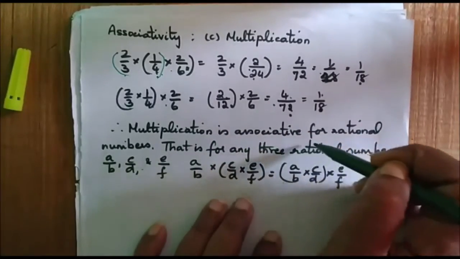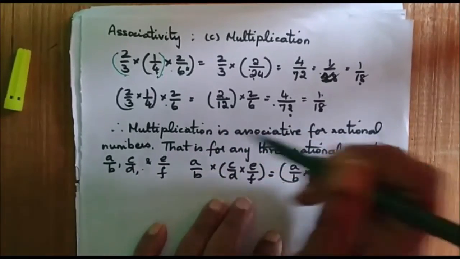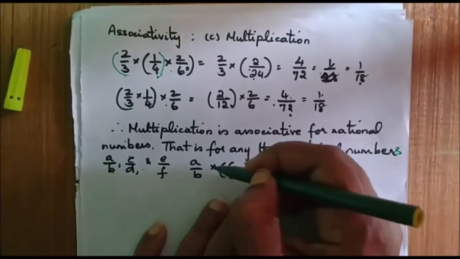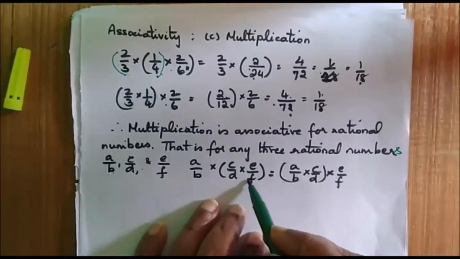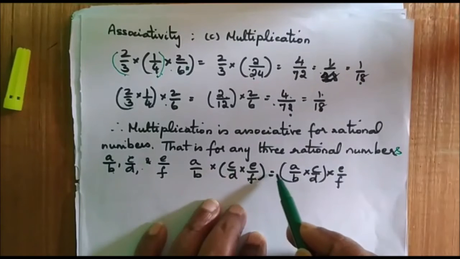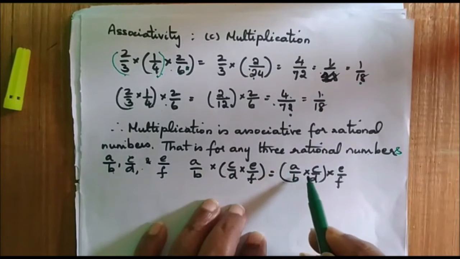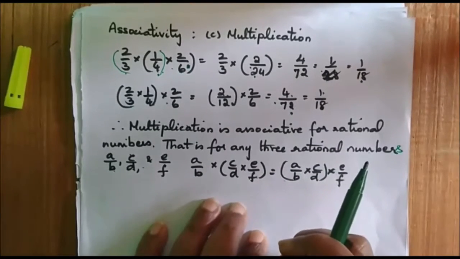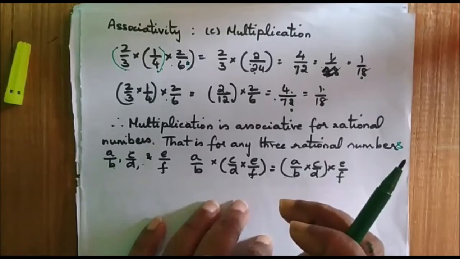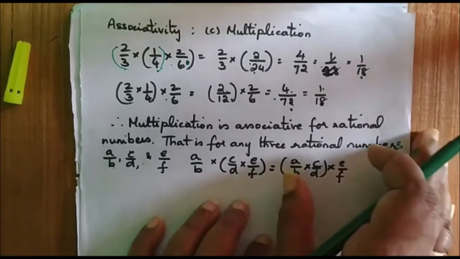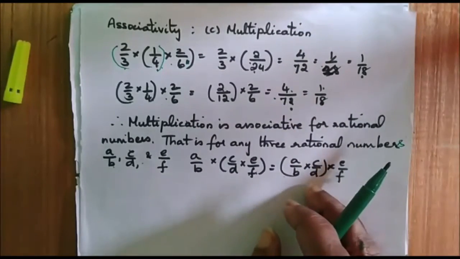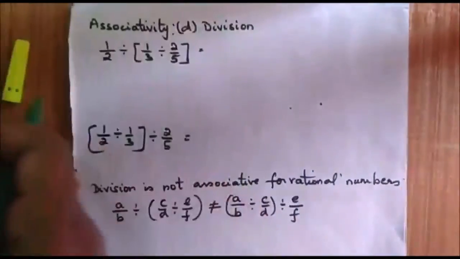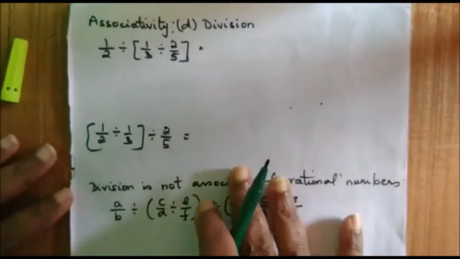That is, for any three rational numbers a by b, c by d and e by f, a by b into (c by d into e by f) is equal to (a by b into c by d) into e by f. So if we rearrange the order also, the answer remains the same. Hence, the associative property holds good in the case of multiplication.